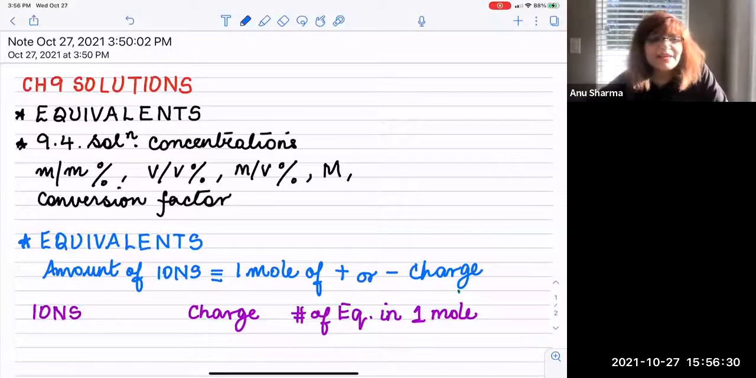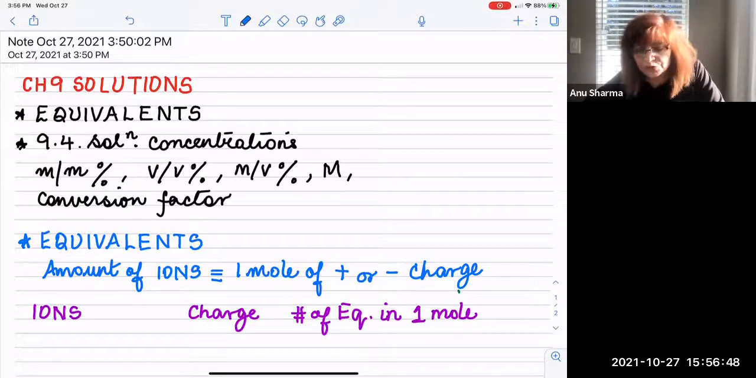Hi guys. Okay, so we are looking at chapter 9, solutions, and we are continuing with, in this brief lecture, the concepts on equivalence and then the solution concentrations, which is mass by mass percent, volume by volume percent, mass by volume percent, molarity, and the conversion factors. So first of all, what are equivalents?